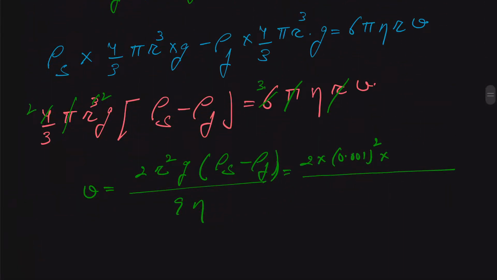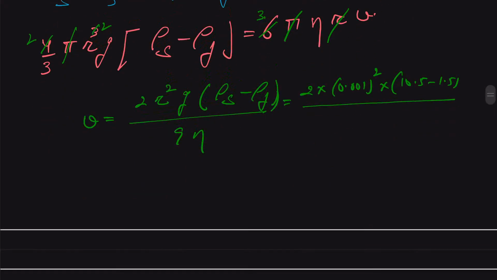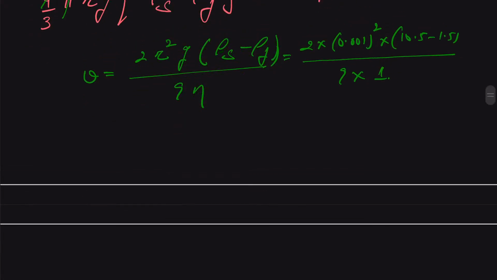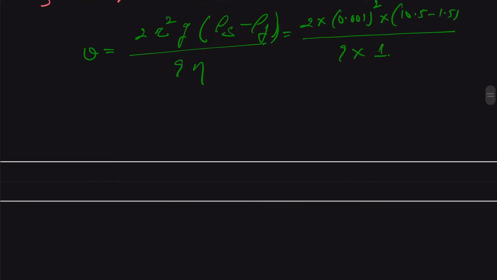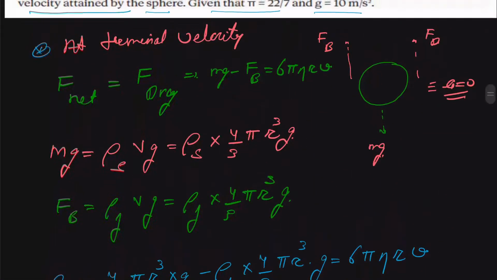So this comes as 10.5 minus 1.5, and 9 times it is given as our 1. Therefore we get that our terminal velocity will be approximately equal to 2 centimeter per second. So this is our terminal velocity. Okay. So for terminal velocity, the concept is quite easy.